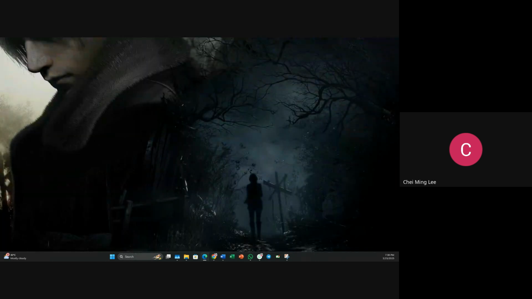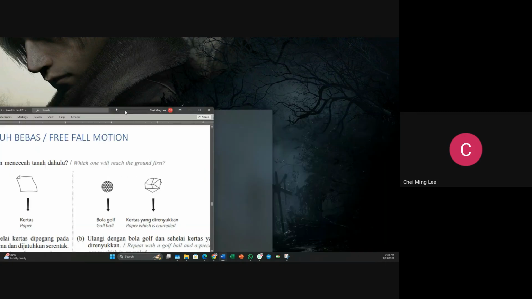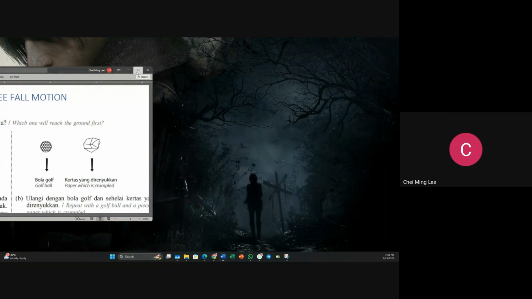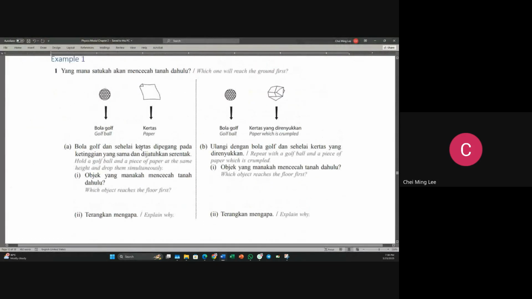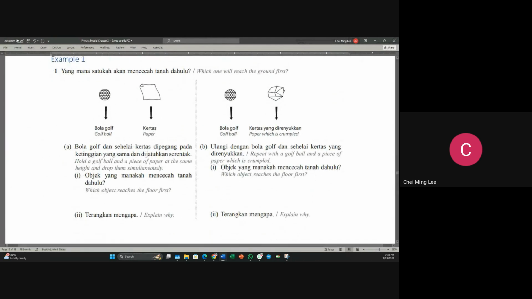Okay, I know. Let you guys try the questions first. Try this one. This one you might need to jot down the questions, okay, because this is for you to do the revision later.